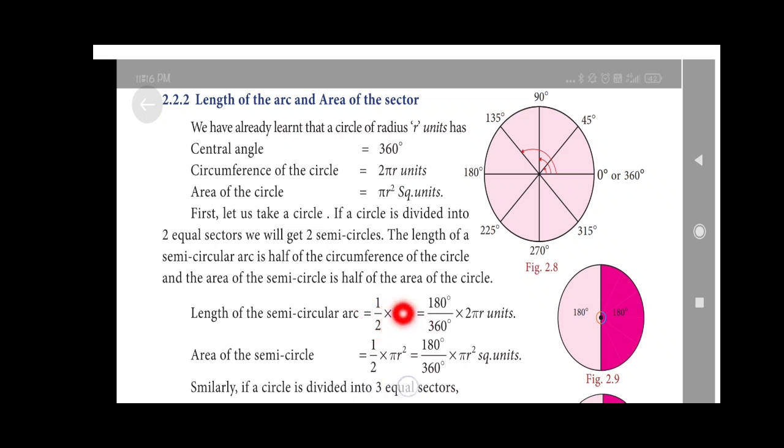So half, 1 by 2 into 2 pi r, means 1 by 2, 180 degree by 360 degree into 2 pi r units. The area of the semicircle: the total area is pi r square, so here it is 1 by 2 into pi r square. This is the simple formula. Understand? So 1 by 2 into 2 pi r, and 1 by 2 into pi r square. These are the formulas for the length and area of the semicircle.